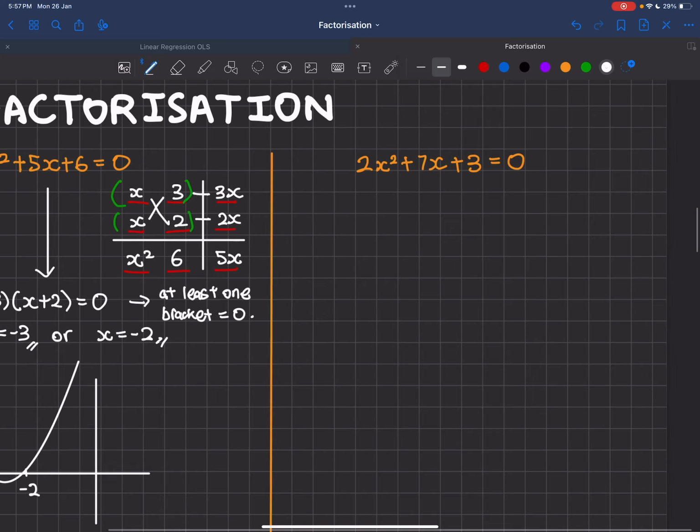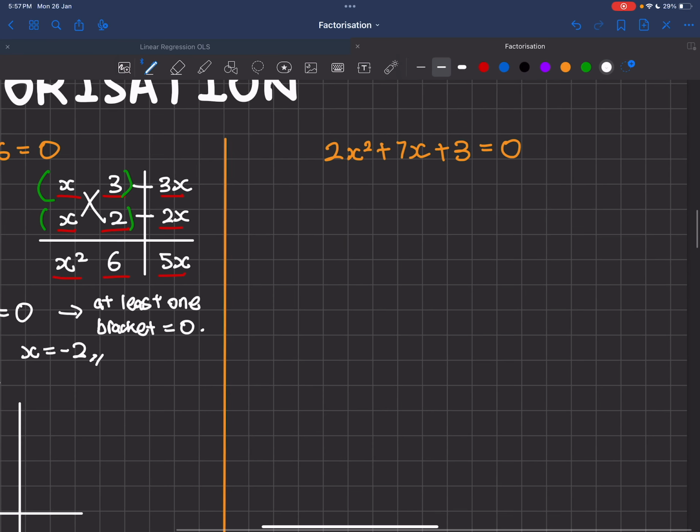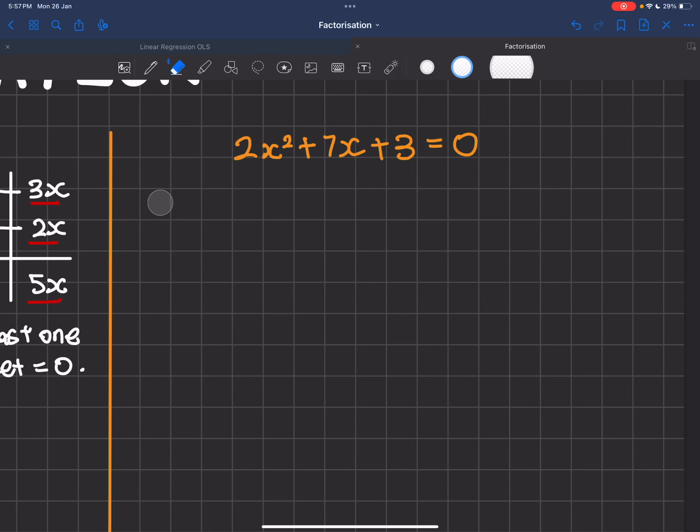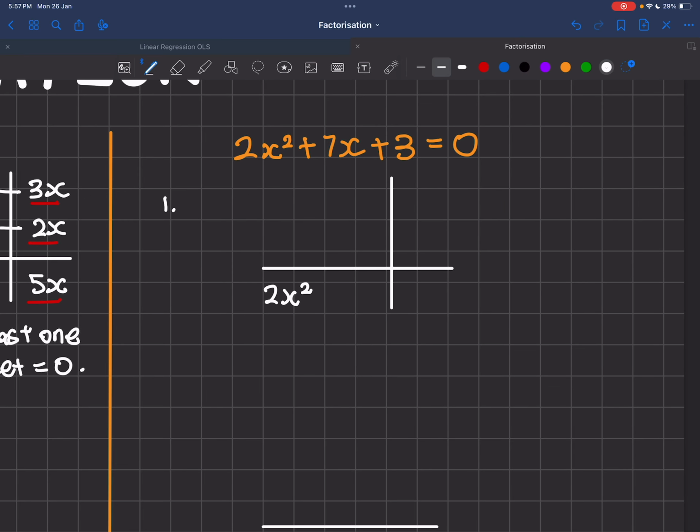Now let's do a second example. 2x squared plus 7x plus 3. So what's our first step? Let's draw a box. What do we put here? Yes, we put our 2x squared. What do we put here?